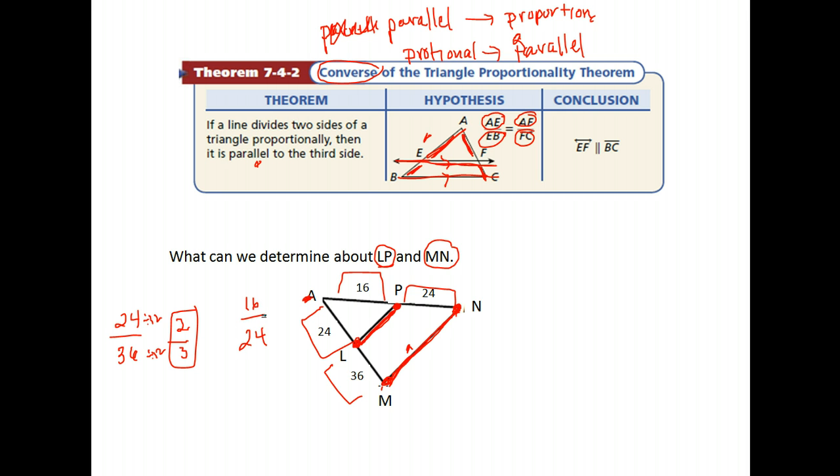What goes into 16 and 24? Lots of things, but let's get the highest one possible, so we have to do less work here. And I'm thinking 8 will go into both of those. 16 divided by 8 is 2. 24 divided by 8 is 3. So notice when I set up my two sides, they have exactly the same proportion. So what can we determine about this? We can determine that LP is parallel to MN.